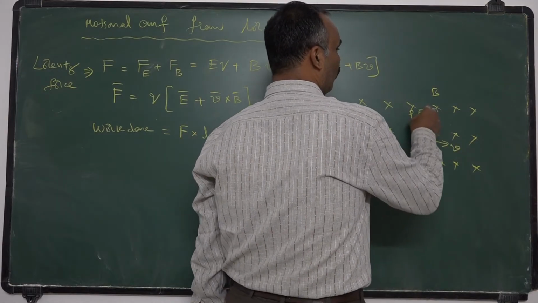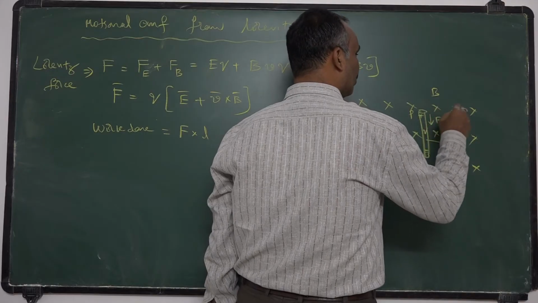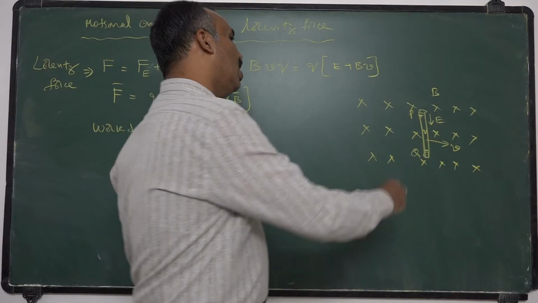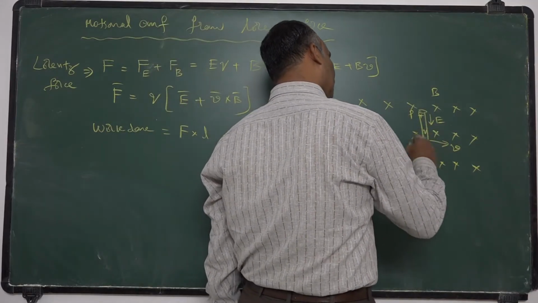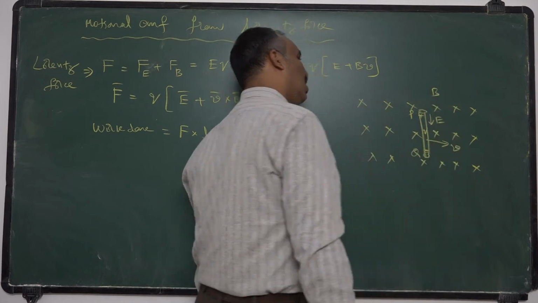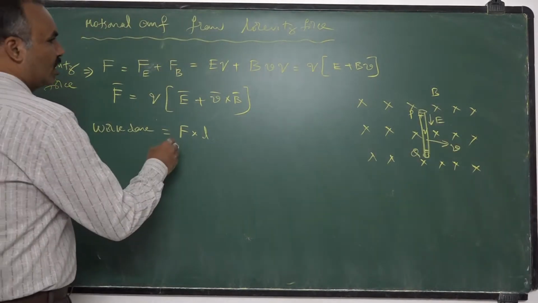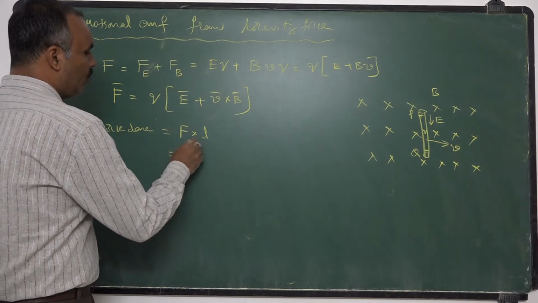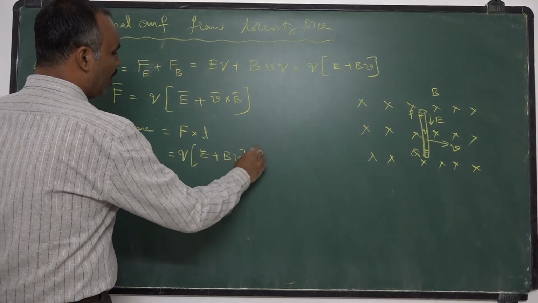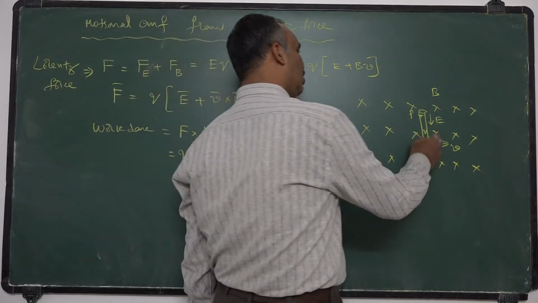So here you will get positive potential, here you will get negative potential. There is some electric field in this direction. Already the magnetic field is into the paper. This charged particle is under the influence of both the electric field as well as the magnetic field. So the net force experienced by it is given by Q into (E plus BV) into L. This is the work done to move the charge from this end to this end.